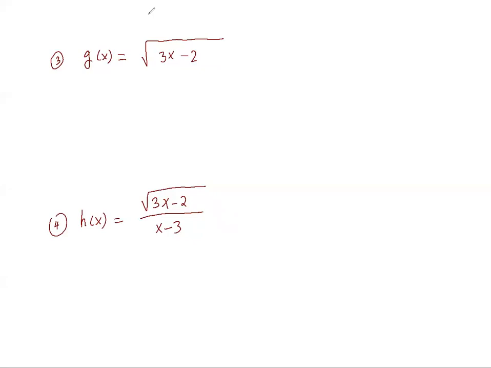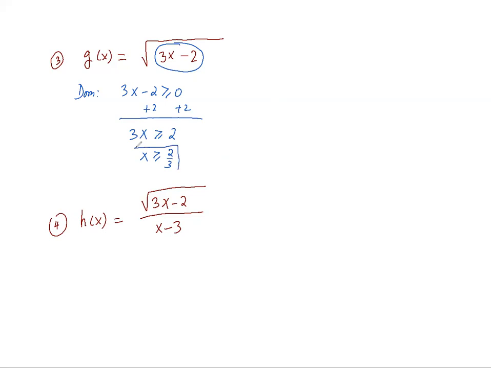Here's another example. Square root function. All right, for the domain of this function, this quantity here, 3x minus 2, must be greater than or equal to 0. That means we can add 2 on both sides, and this becomes 3x greater than or equal to 2. This means x is greater than or equal to 2/3.